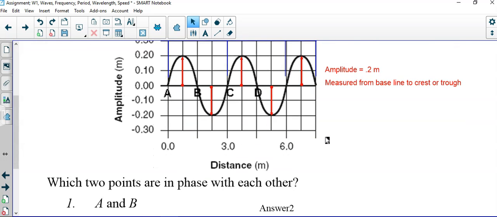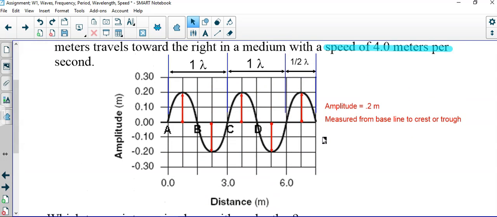So points A and C are the same spot on the different wave. So points A and C are the same points on 2 different waves. And that's how you could tell. Let's take a look at a PhET to help us with this.